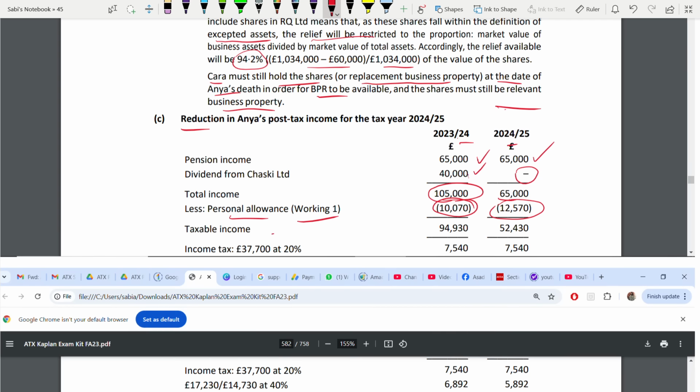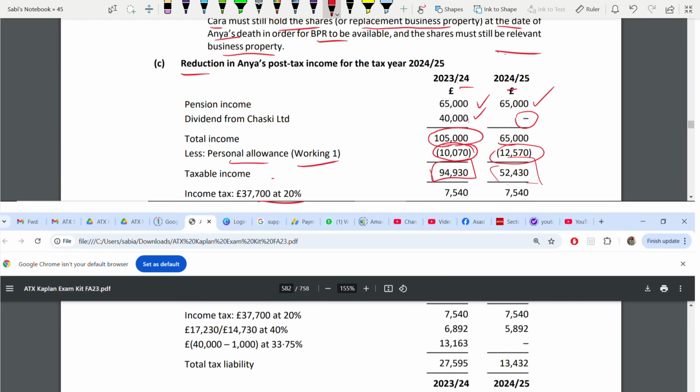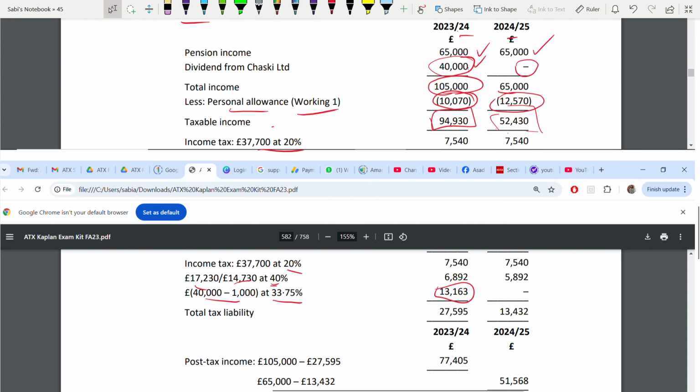Once you get your taxable income, you see this is also a higher rate taxpayer. So the basic rate at 20% and the balance will be at 40% for both. But because there is a dividend here, 40,000, remember there is a dividend nil rate band and it is available irrespective of your taxable income. It's always there. So 40 minus 1, and dividend falls at a higher rate, so at this rate, 33.75. But your pension income, once you deduct personal allowance from your pension income, will fall in your non-savings rate, 20 and 40. And it's only for this year. So you get your total tax liability.